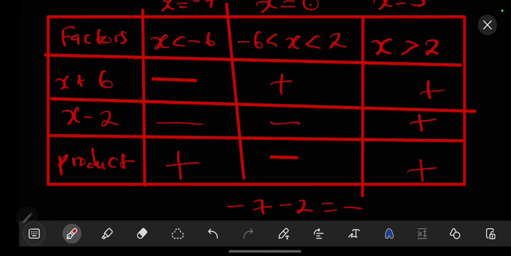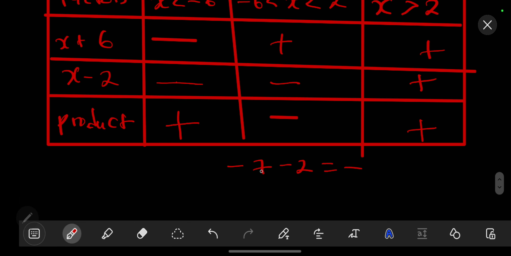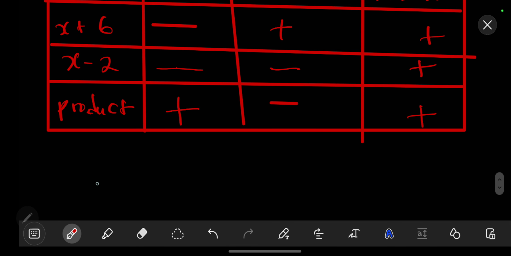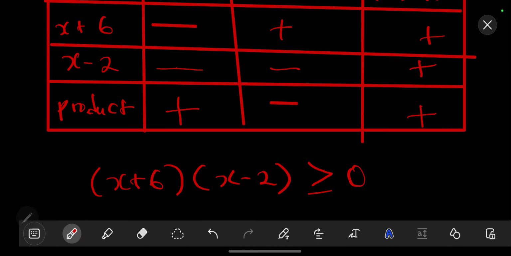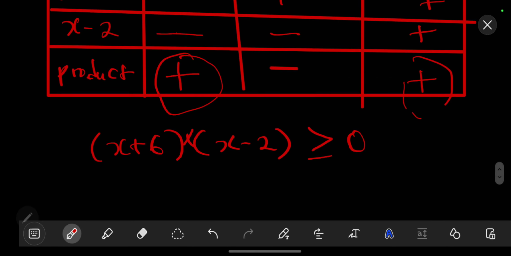Positive times positive will be a positive. So now, to get which one, we know that this is our product, and we also know our equation was saying that x plus 6 times x minus 2 should be greater than or equal to 0. So that means if you multiply these two to get your product, you should have a value that is greater than or equal to 0. The values greater than or equal to 0 are the two positive ones, so we are going to take those.